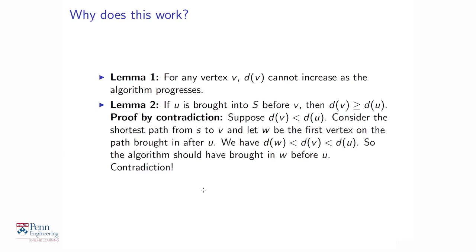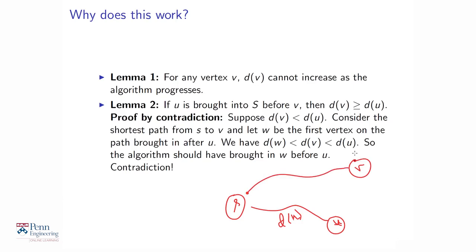I'll let you read the proof for yourself, but I'll draw you a picture to illustrate it. So here is the source vertex S. Suppose for contradiction that d of v is actually less than d of u, but v was brought in later. So here's vertex u, and here's the shortest path to u, whose length is d of u. And here's the vertex v, which was brought in later, but we're assuming for contradiction that this path is of shorter length than d of u. So d of v is less than d of u is what we are assuming here.